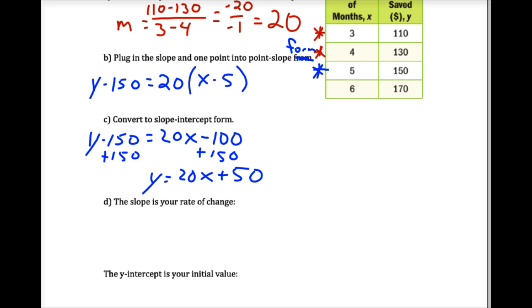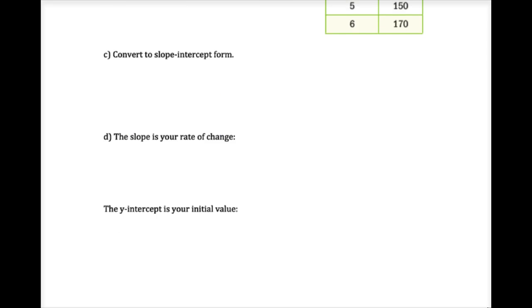It's $20 a month. What's Rocco doing for his parents? He's saving money for them. He saves $20 per month for gifts for his parents. Good job. Okay? What's the initial value? $50. The y-intercept, guys, is also the initial value.